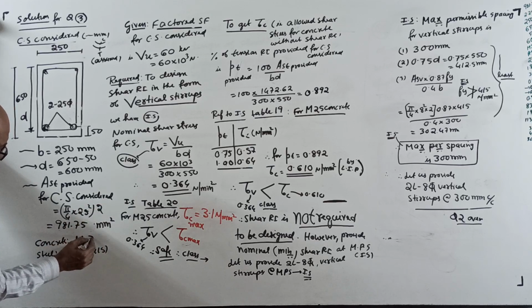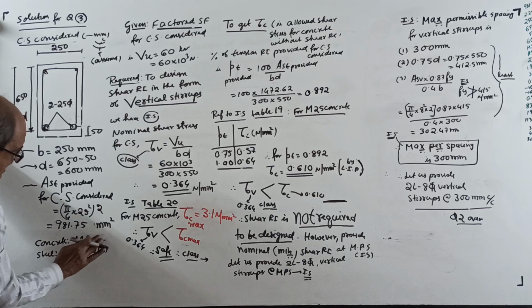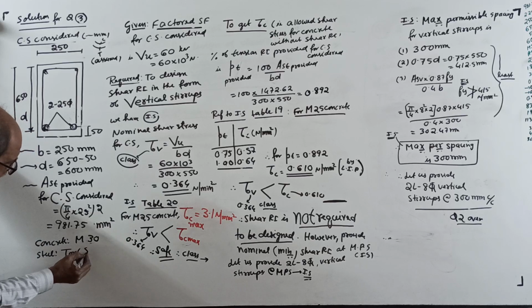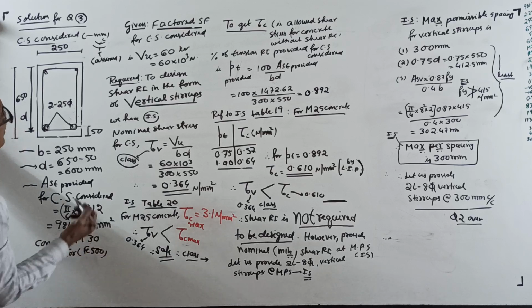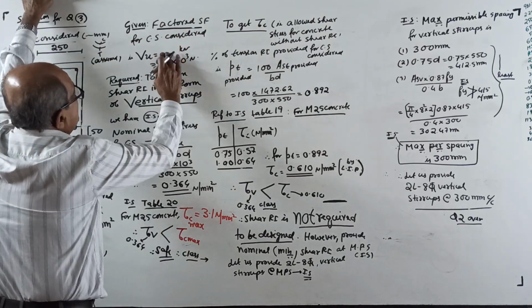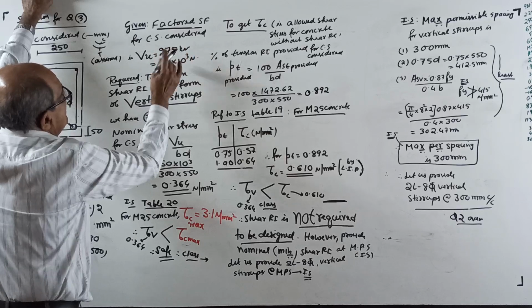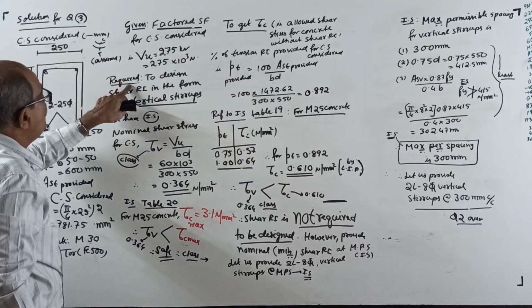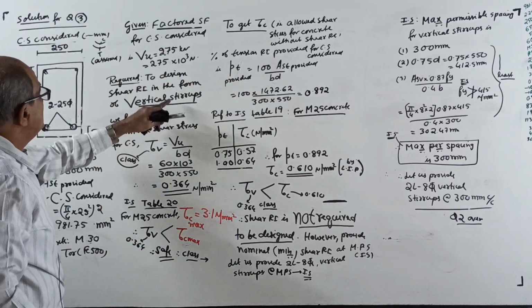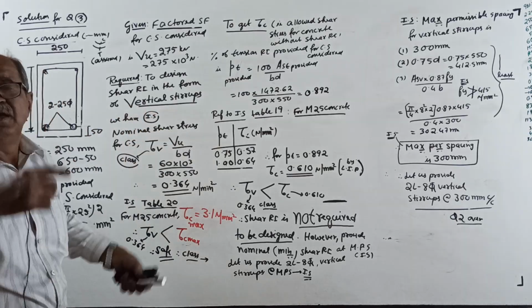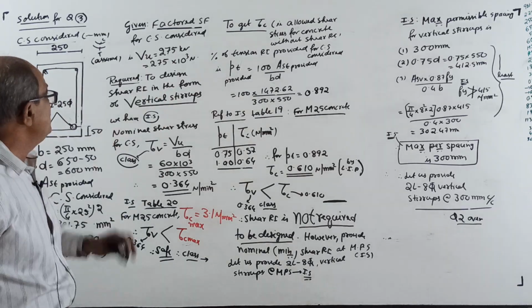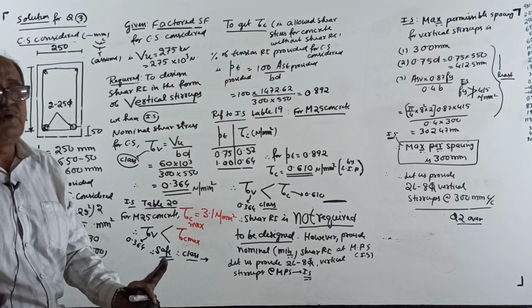Concrete M30, steel Fe 500, a Tor grade. The factored shear force for the cross section is 275 kilonewton, equal to 275 into 10 to the power 3 Newton. Required to design shear reinforcement in the form of vertical stirrups. If you want, you can add that the given cross section is subjected to factored shear force of 275 kilonewton. So multiplying by load factor is not there.